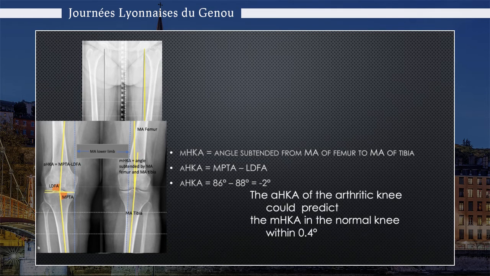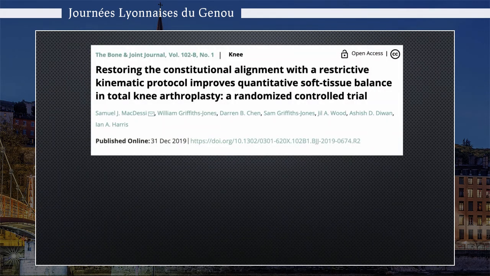And if you care to guess what the mechanical axis was on the unaffected side, yes, it was in fact 2 or 2.3. And in this study, they showed that the AHKA of the arthritic knee could predict the MHKA of the normal knee within 0.4 of a degree. They then went on to use the AHKA to create a restrictive boundary kinematic protocol and quantitatively assess the soft tissue balance in those kinematic knees versus mechanically aligned knees in a randomized controlled trial.